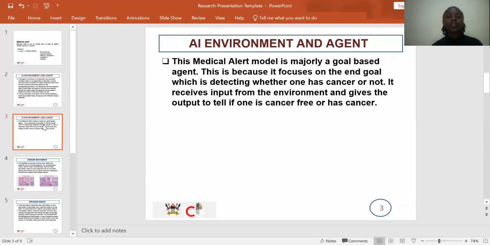So this medical alert model is majorly a goal-based agent. This is because it focuses on the end goal, which is detecting whether one has cancer or not. It receives input from the environment and gives the output to tell if one is cancer-free or has cancer, meaning it's goal-based. It already knows the goal, and the major goal is to detect if a woman has cancer or not.